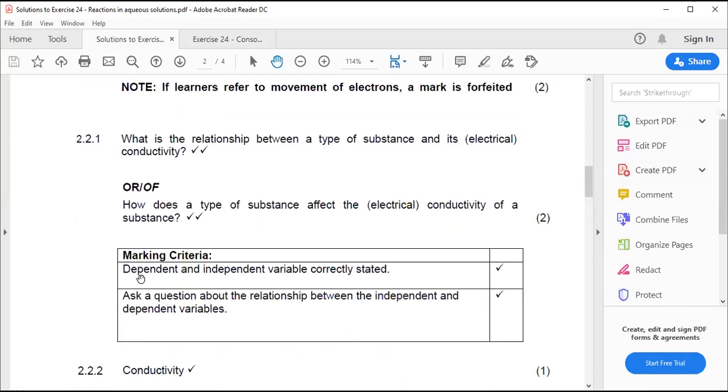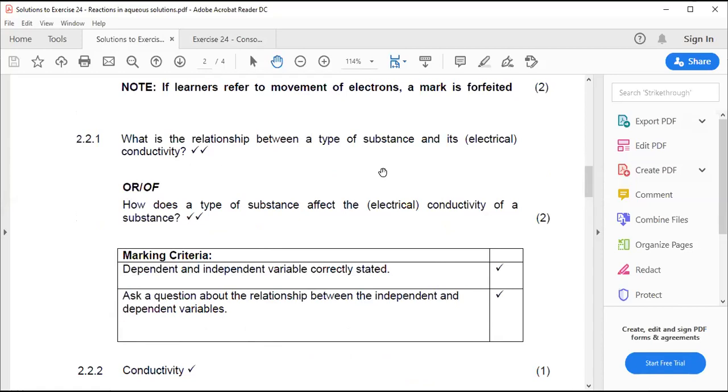Marking criteria, you've got your dependent and independent variables. So if your question is not going to be right, but you have stated your electrical conductivity and type of substance, you need to get 1 mark. Now that if you go on and ask a question about the relationship between the independent and the dependent variables, then you get the 2nd mark. So this is how your investigative question is marked.